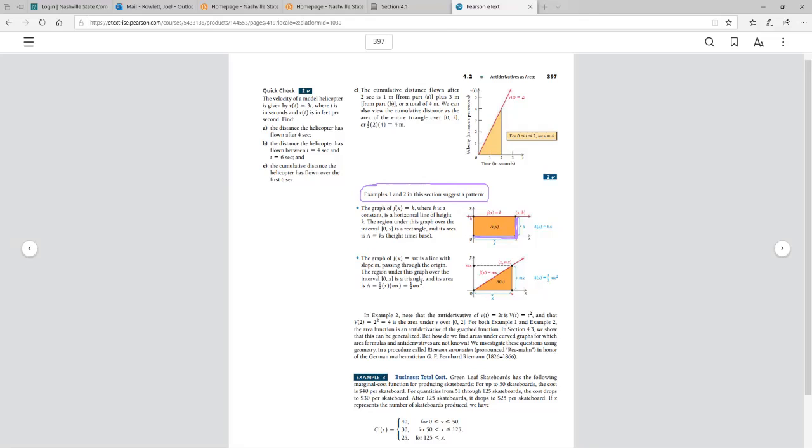If you look at the second part, notice we had a line that's not horizontal. We had this line here, and the slope of this line happens to be m. The graph of f of x equals mx is a line with slope m passing through the origin. The y-intercept is 0. The region under this graph over the interval from 0 to x is a triangle, and its area is 1/2 of x, which is the base, times the height, mx. How do I know the height is mx? Because y is equal to mx, right? That's the formula here.